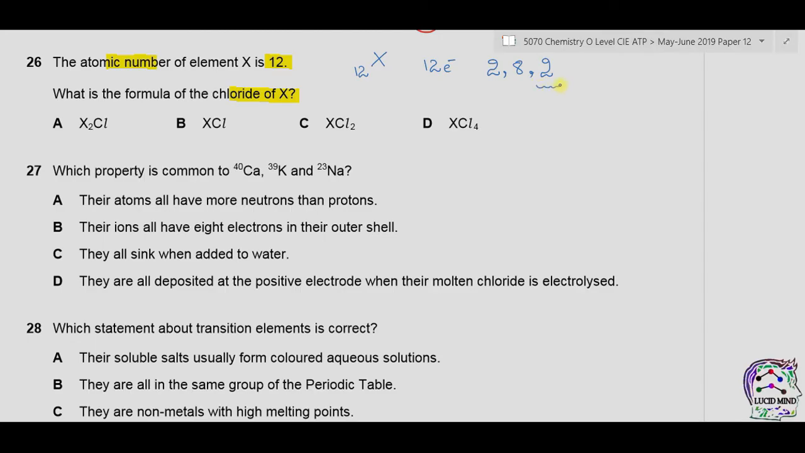So as there are 2 electrons in the outer shell, it means that this element belongs to group 2 of the periodic table. Also, we know that the oxidation state of group 2 is +2 as it will lose 2 electrons. And chlorine belongs to group 7 of the periodic table, so chlorine will gain 1 electron, so therefore it will be -1. Now in making the compound, these numbers are exchanged, so it will become X1 and Cl2. So the formula of chloride of X is XCl2.